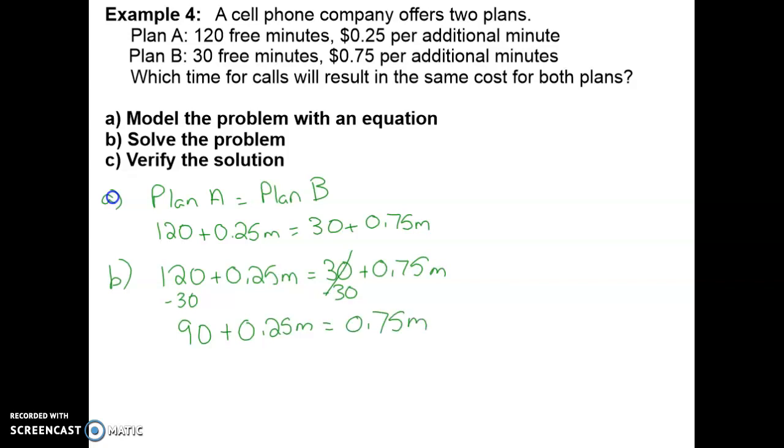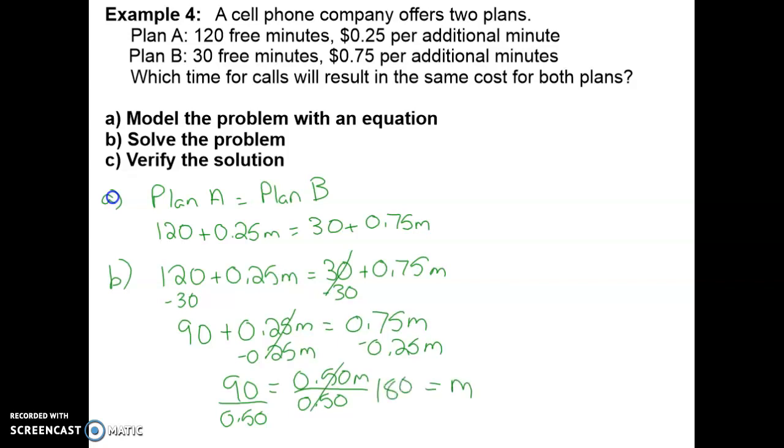And now we want to get the m's on the right-hand side, so we're going to take 0.25m away from both sides. That makes a zero pair. 90 is equal to 0.50m. Divide both sides by 0.50. That cancels out, and you'll see that m is equal to 180.